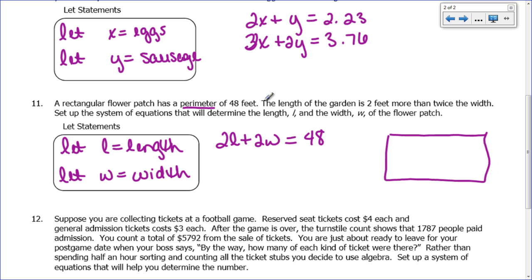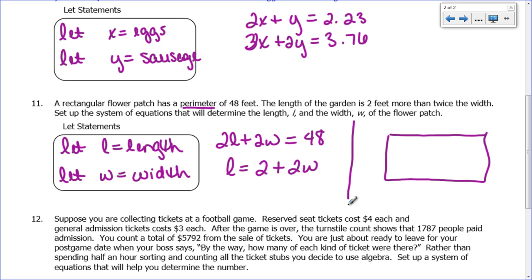The second one's not so hard because it's given to you in the words. It says the length of the garden is 2 feet more than twice the width. So the length is 2 feet more than twice the width. This one kids almost always get. You'll get the 2 + 2W and will be good, but we will forget to write it as an equation. This would be the system.